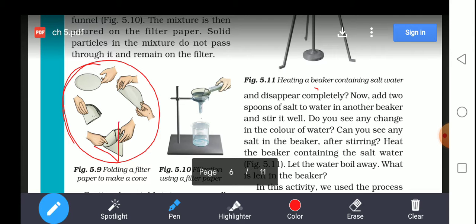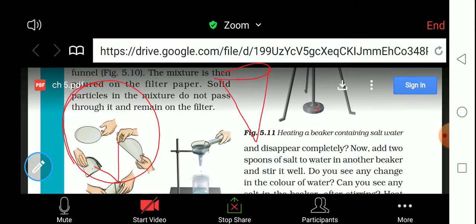See, it is in concept. But there are minute pores present in the filter paper through which the impurities can be separated from a mixture. This is folding a filter paper to make a cone so that the impurities can be easily separated from a mixture. This is how, at present, they follow these methods of separating.